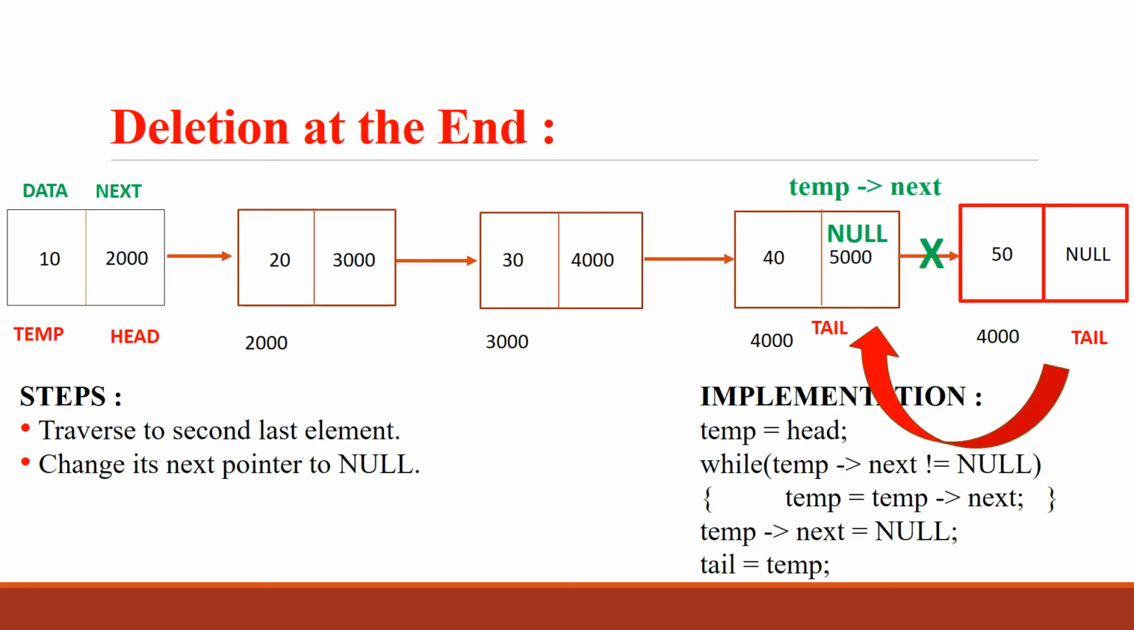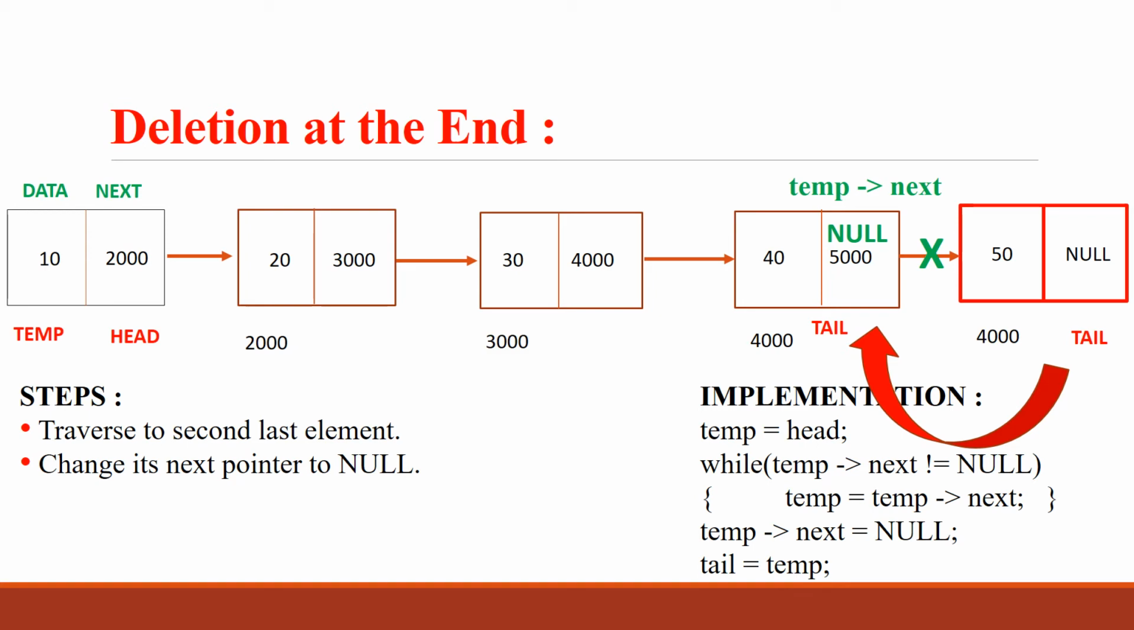Deletion at end. Here, we have to delete the node 50 and the tail should be moved to 40. The address field of node 40 is changed to null because null indicates the last node. Here we don't change the head node.